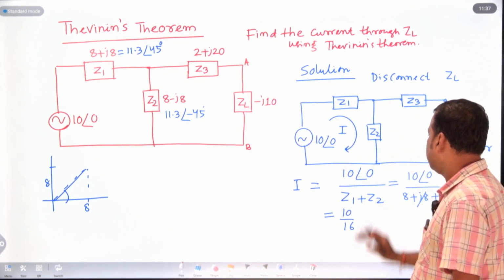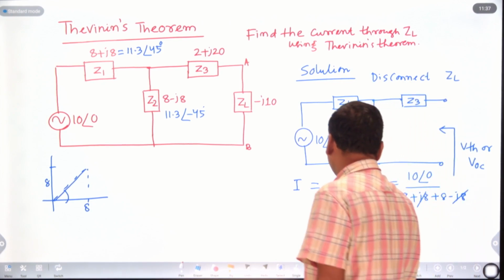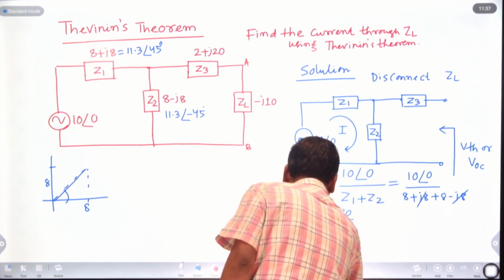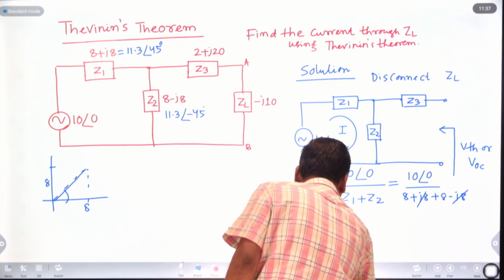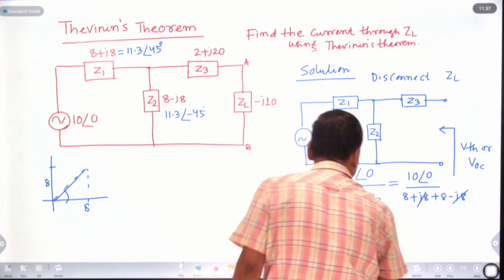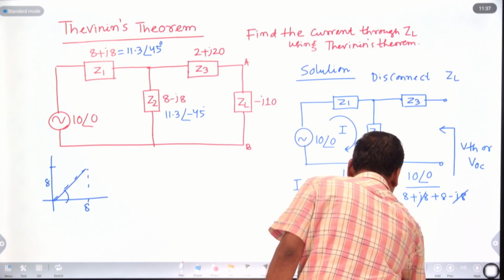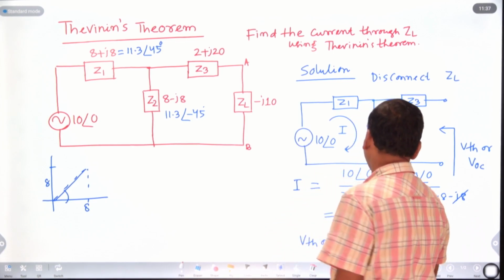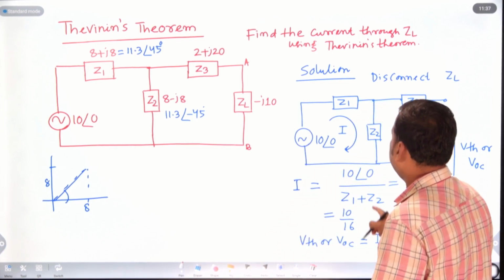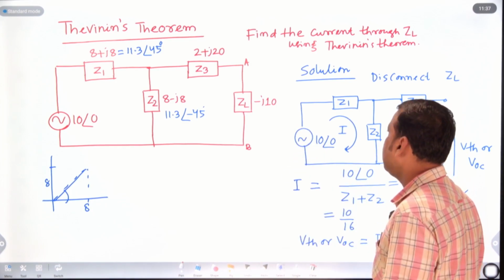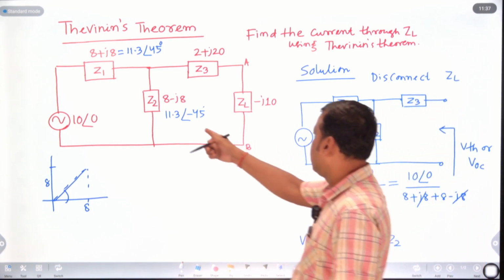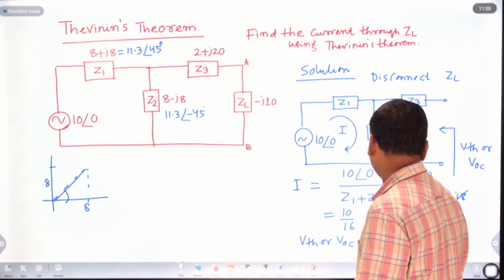So VTH or VOC equals I into Z2. The value of I is 10 by 16 and Z2 is 8 minus j8. So 8 minus j8 is nothing but 11.3 angle minus 45.